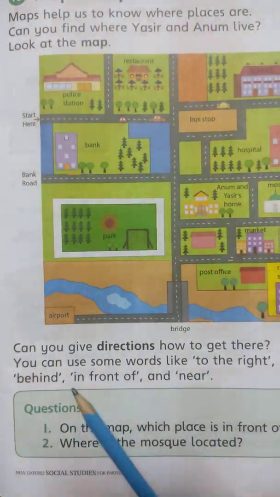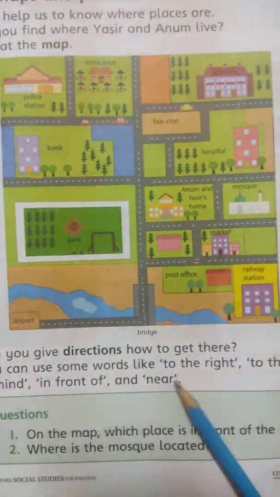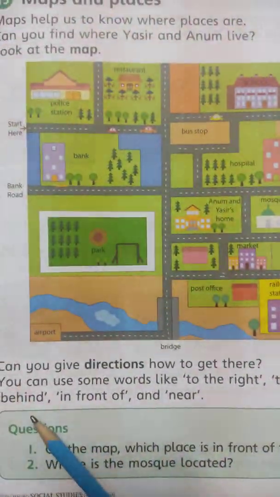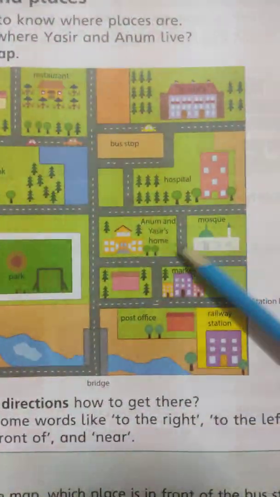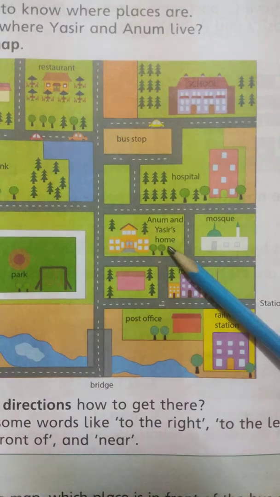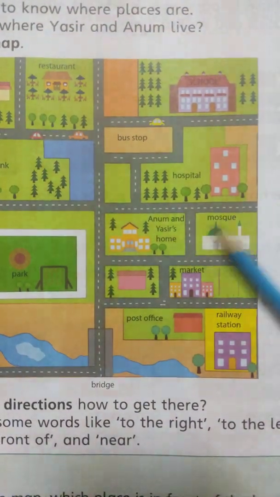Can you give directions on how to get there? You can use some words like to the right, to the left, behind, in front of, and near. So Yasir and Anam's home is in front of the mosque.